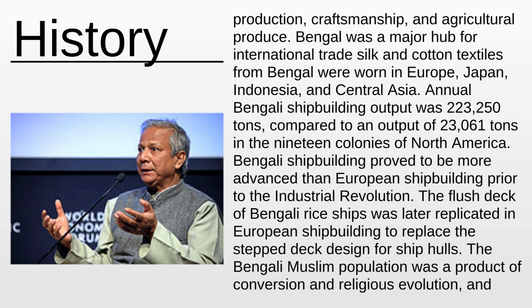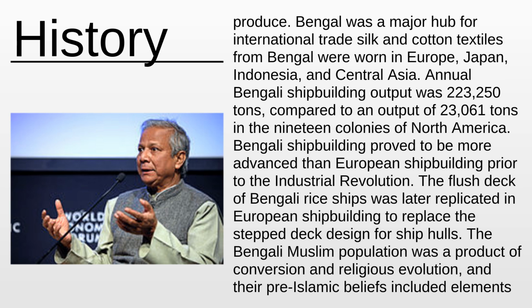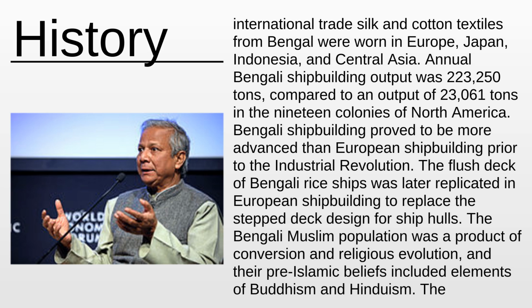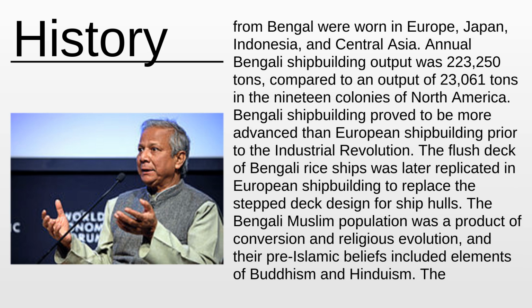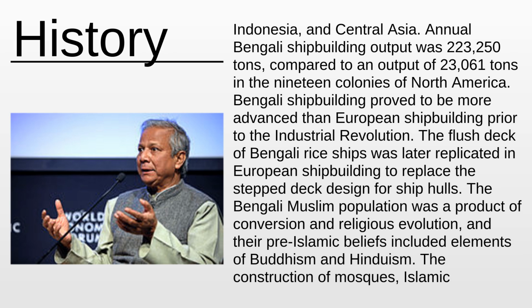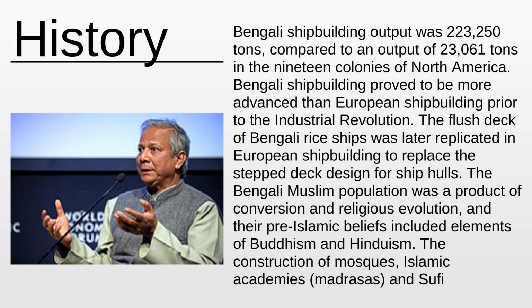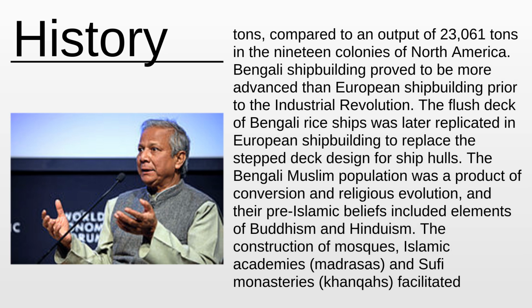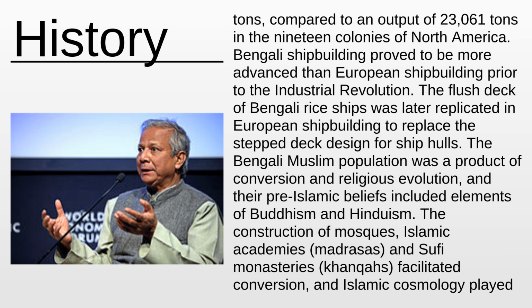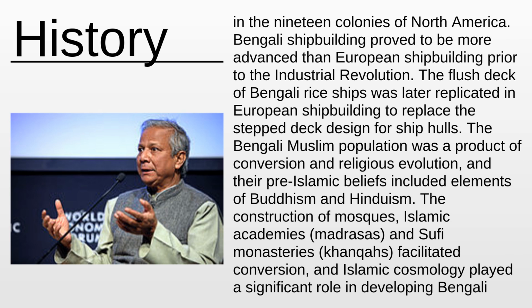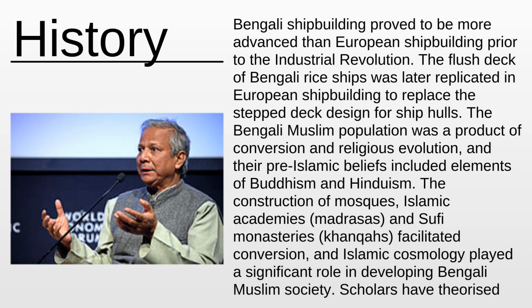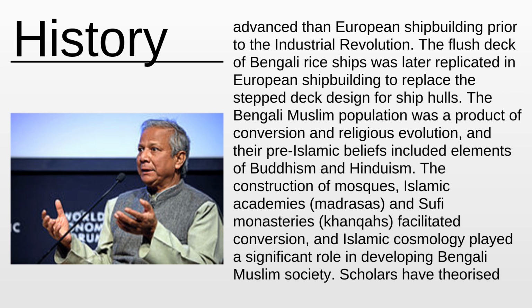Annual Bengali shipbuilding output was 223,250 tons, compared to an output of 23,061 tons in the 19 colonies of North America. Bengali shipbuilding proved to be more advanced than European shipbuilding prior to the Industrial Revolution. The flush deck of Bengali rice ships was later replicated in European shipbuilding to replace the step deck design for ship hulls.